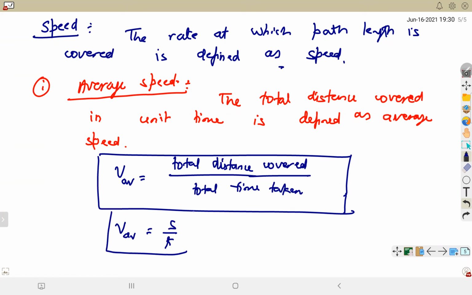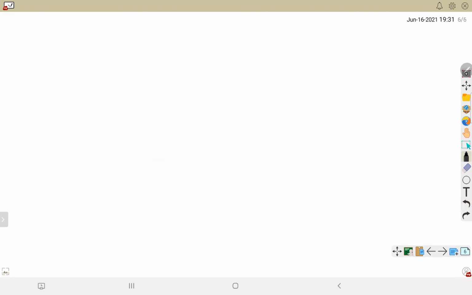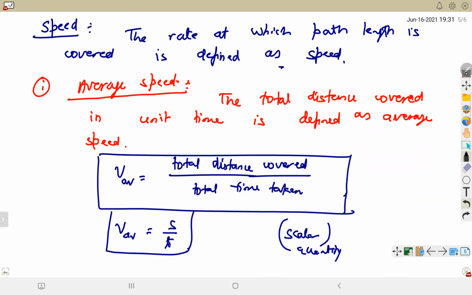It is again a scalar quantity. Why? Because it is the rate of change of path length. Since path length is scalar and time is already scalar, speed is also a scalar quantity and cannot be negative. We can calculate average speed when we have the total distance and total time. Instantaneous speed can only be calculated when we know the path covered as a function of time, because we have to differentiate for the instantaneous rate of change. For the average rate of change, we just calculate the total distance covered divided by the total time taken.